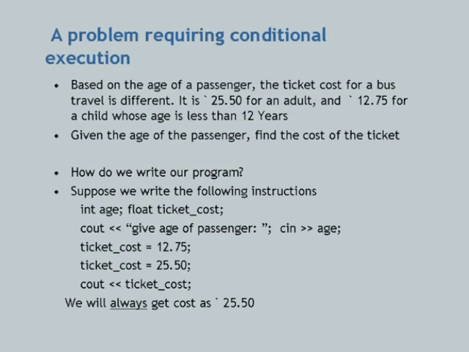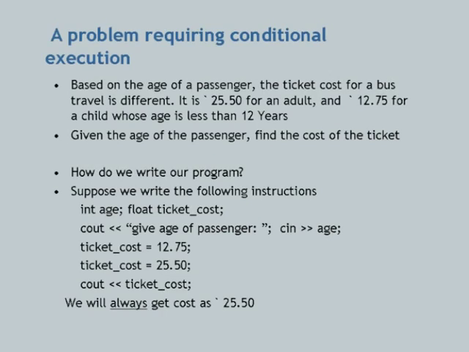Let's say bus tickets are being sold for some travel from point A to point B, and the bus ticket is different depending upon the age of the traveler. So let's say the ticket for an adult passenger is 25 rupees 50 paise and 12 rupees 75 paise for a child. Just an example. Now, the child has to have an age of less than 12 years. More or less standard practice at many places. But how do you do these computations? For example, if the problem is that given the age of the passenger, find the cost of the ticket.